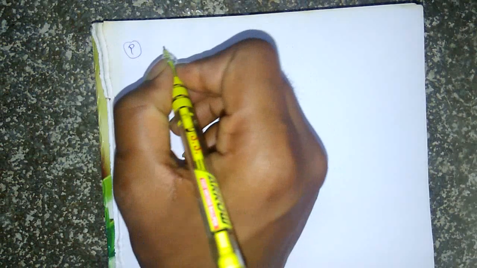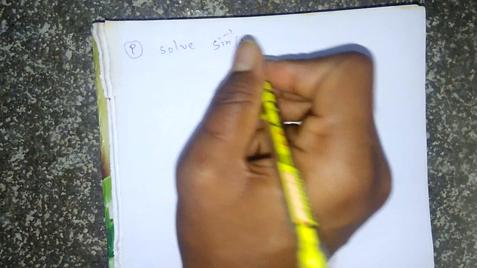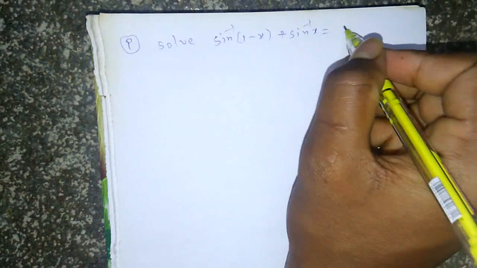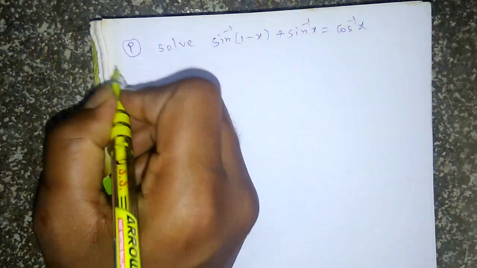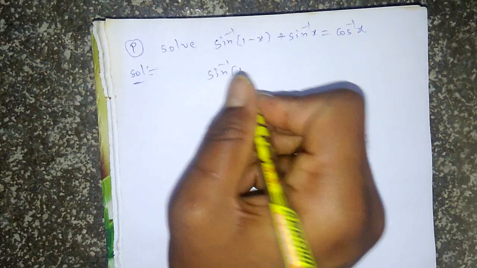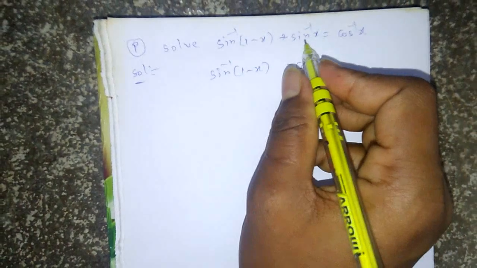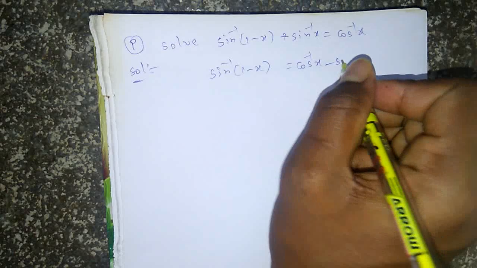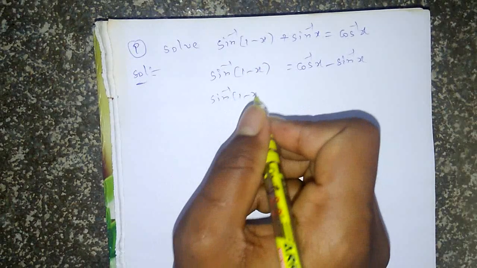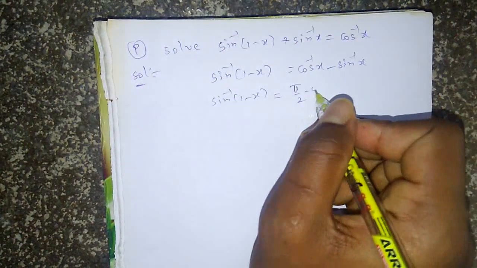Our next problem is solve the given equation sin inverse of 1 minus x plus sin inverse of x is equal to cos inverse of x. So this is sin inverse of 1 minus x, this is cos inverse of x, bring this sin inverse of x to the right side, it will be minus sin inverse of x. This is sin inverse of 1 minus x. Now cos inverse of x can be written as pi by 2 minus sin inverse of x.